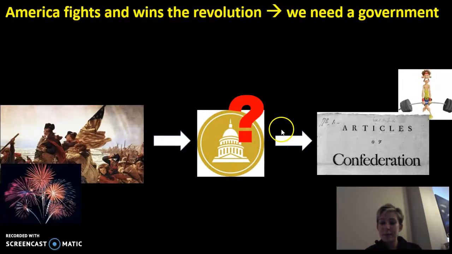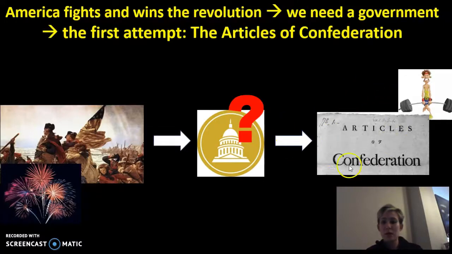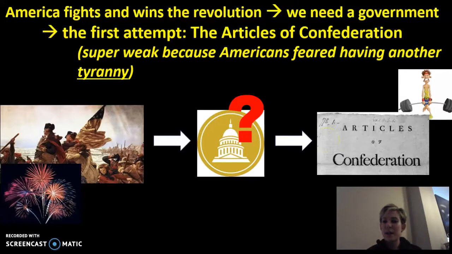Now, America's first attempt at a government is known as the Articles of Confederation. Slight problem here, though. They made it super weak because Americans feared having another example of tyranny like King George. Now, that word tyranny means a leader who is super aggressive and possessive over you.